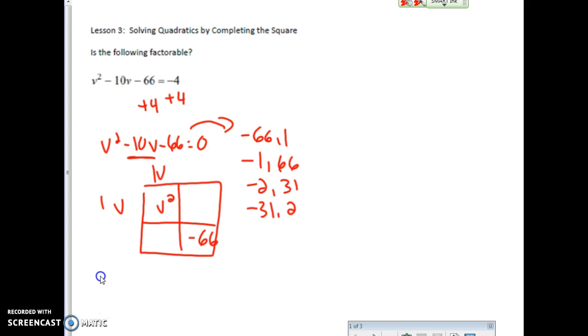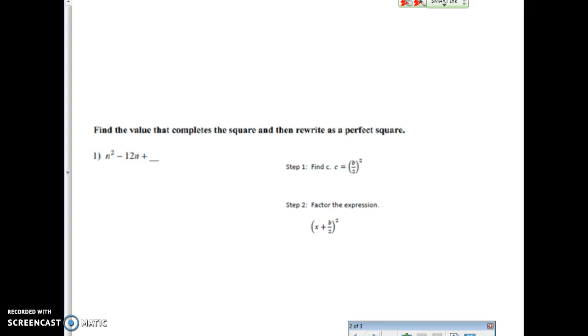So, another method. We talked about square roots, and we talked about factoring. Another way for us to solve is by something called completing the square. In order for us to do that, we need to know what that means. This is kind of a combination of solving by factoring and solving by square roots.